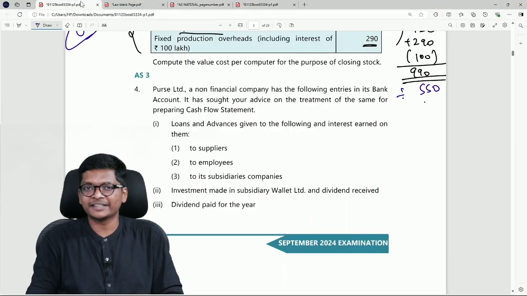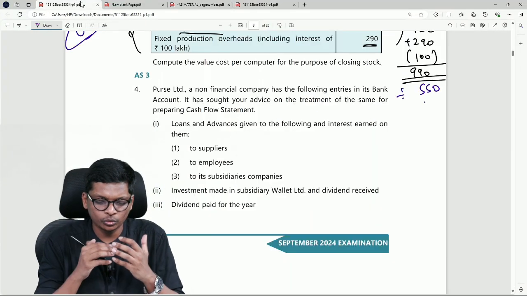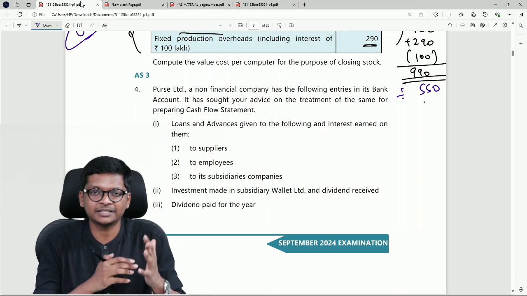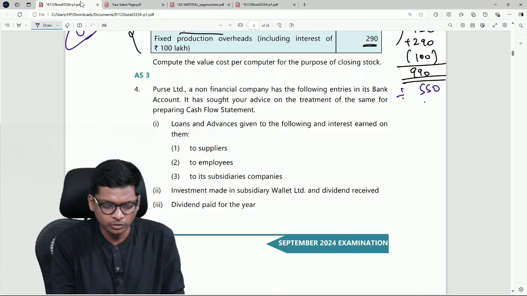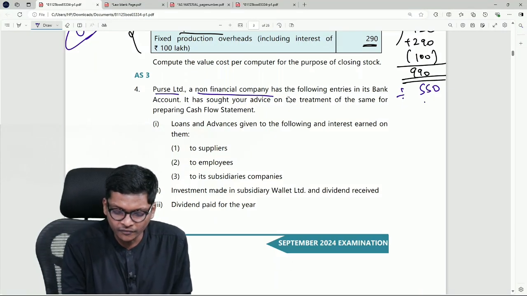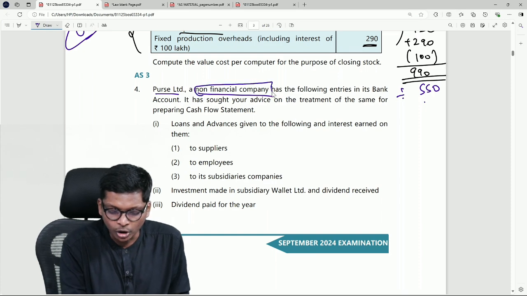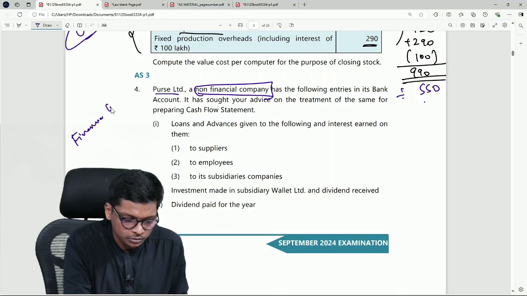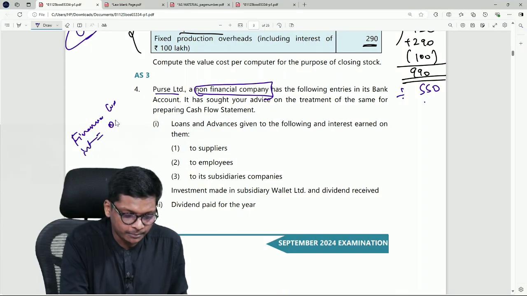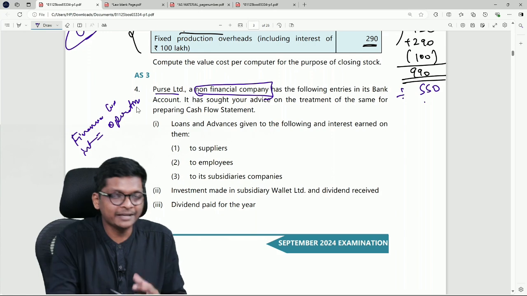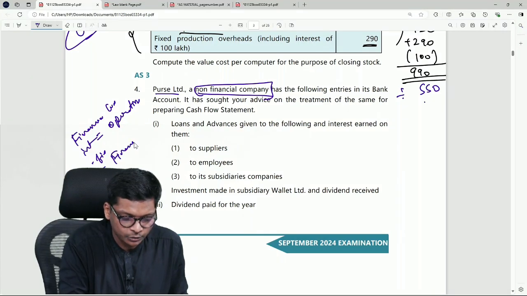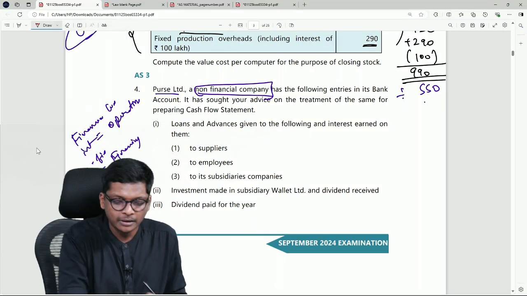Simple direct classification questions. Maybe if you are lucky, if this batch is lucky, they will ask questions like this in exam classification to save time for you also. Purse Limited, a non-financial company. Why the term non-financial is important? For a financial company, interest will become operating because bank main work is to earn interest. For a non-financial company, interest will be a financing activity because it's not their core business.